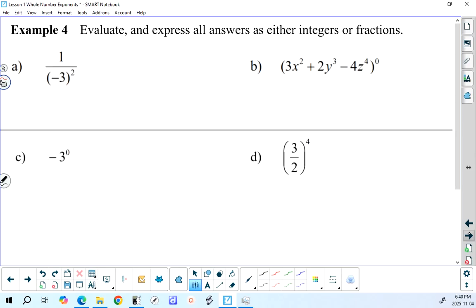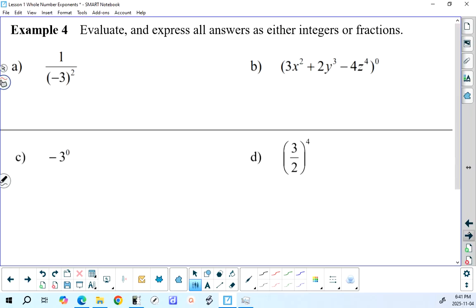Evaluate. So evaluate means find the value of. And we want to express all answers as integers or fractions. This is not about throwing the whole thing into your calculator. If that's the only way you can do these questions, then you're not going to be successful in other areas of high school math. You have to be able to think without a calculator.